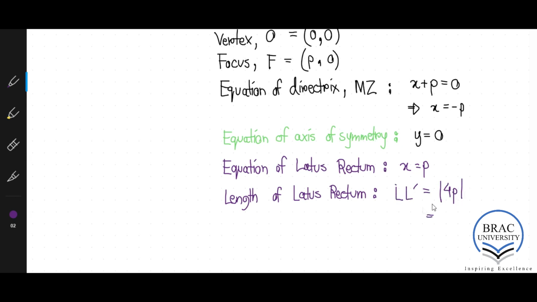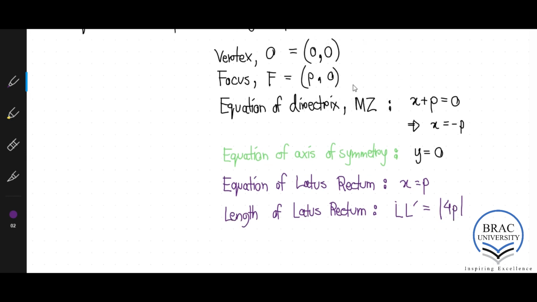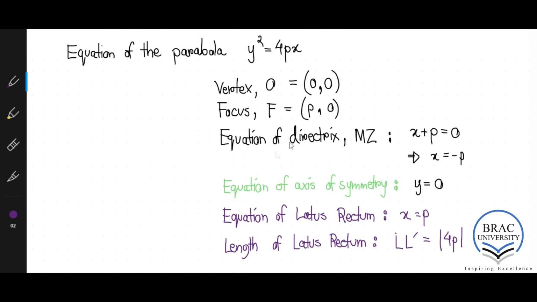In our convention, in my videos, I'll be considering p can be negative or positive, and so you will have a value given for that. So these are the quantities we'll be using for identifying parts of a parabola.